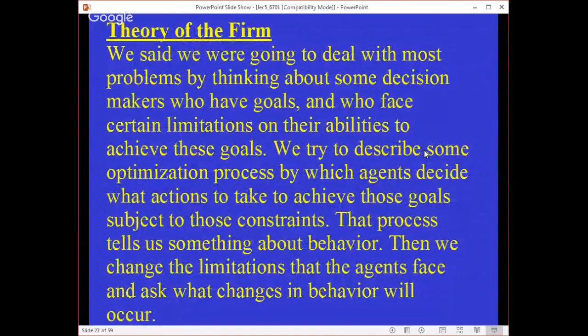Okay. Now we're going to change gears. That's the theory of the consumer. I call it utility theory, but we left utility theory and went into demand. So the theory of the consumer, now we're going to move on to the theory of the firm.